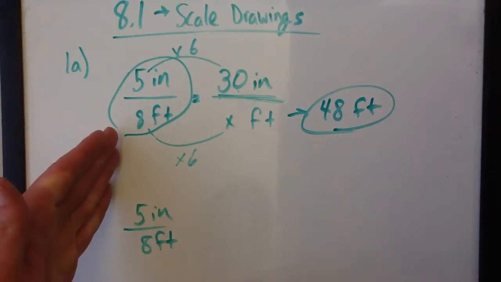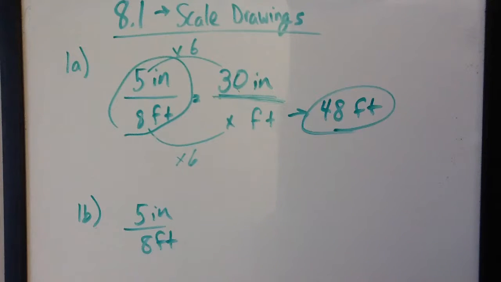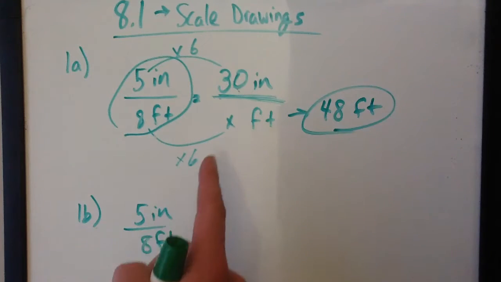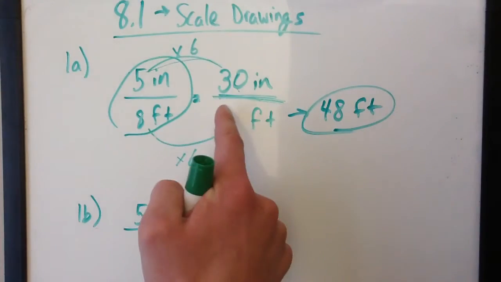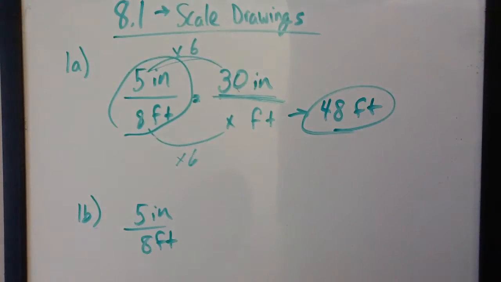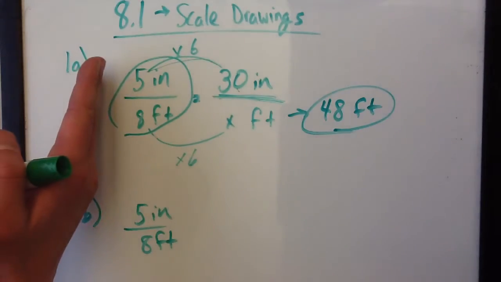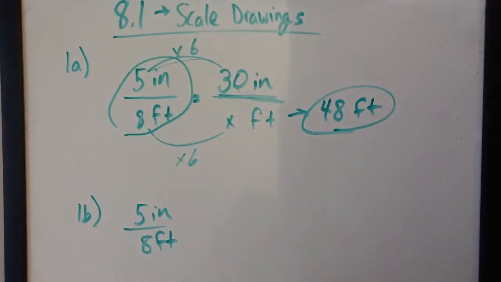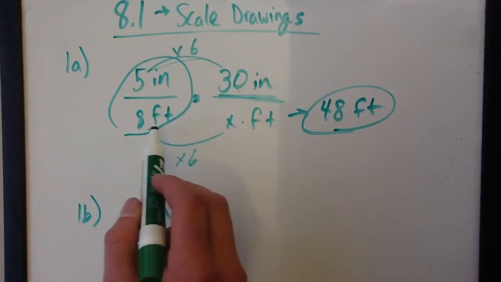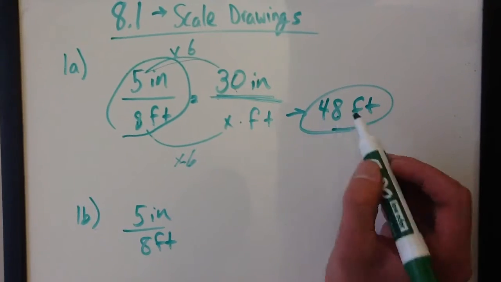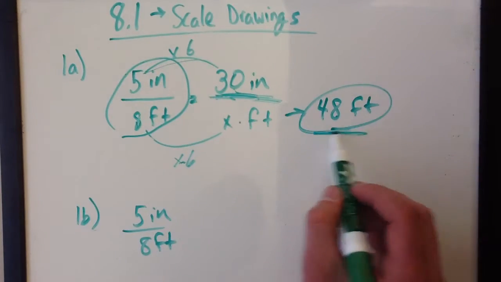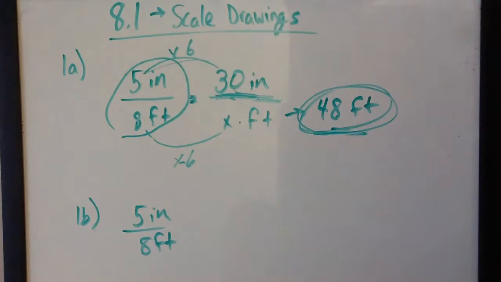And when you have one ratio equal to another ratio, that is a proportion. You can solve for your unknown in a couple different ways. You can cross multiply and divide, or you can say, how did I get from 5 to 30? Well, I multiplied by 6. So if you do that on the top of the ratio, you do the same thing on the bottom of the ratio. From 8 to your unknown, you multiply by 6. 8 times 6 is 48. So 30 inches in the blueprint, 48 feet is the actual size of the wall.